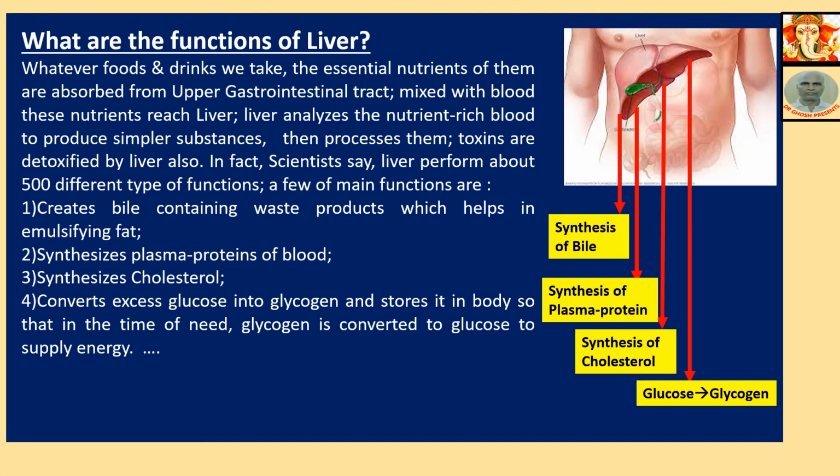What are the functions of liver? Whatever food and drinks we take, the essential nutrients of them are absorbed from the upper gastrointestinal tract. Mixed with blood, this nutrient-rich blood is analyzed by the liver to produce simpler substances, then process them. Toxins are detoxified by liver also. In fact, scientists say liver performs about 500 different types of functions. A few main functions are: number one, creates bile containing waste products, which helps in emulsifying fat.